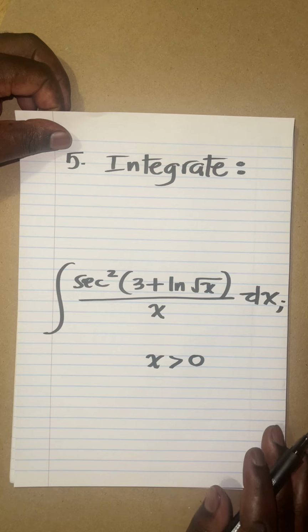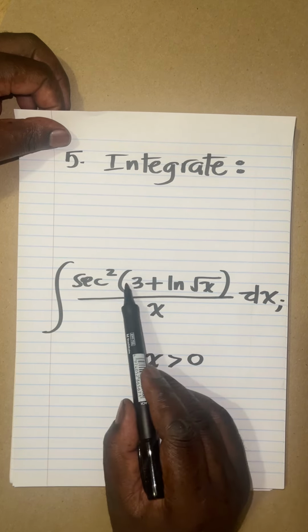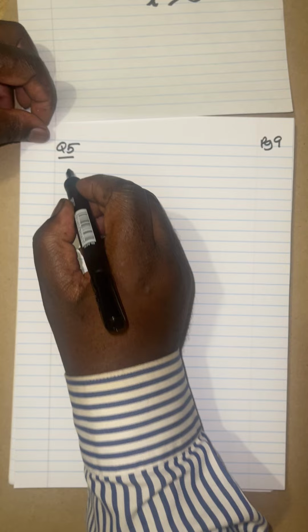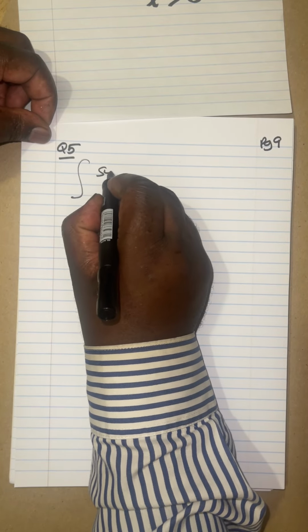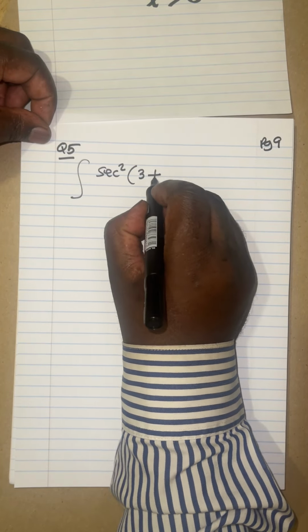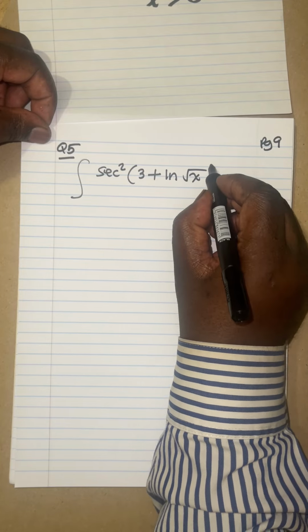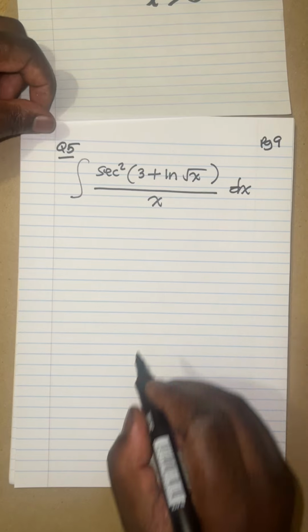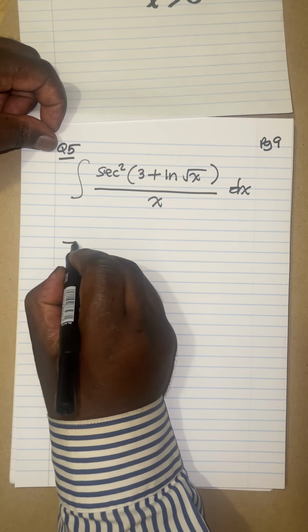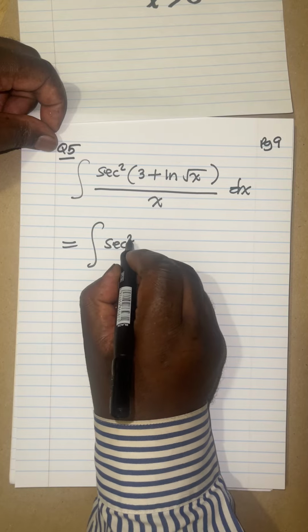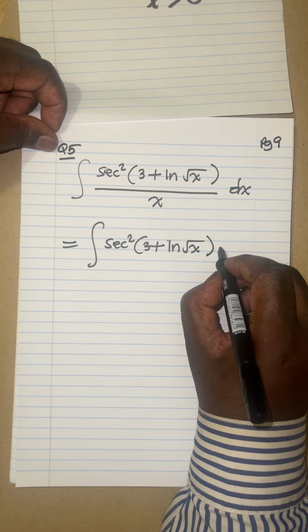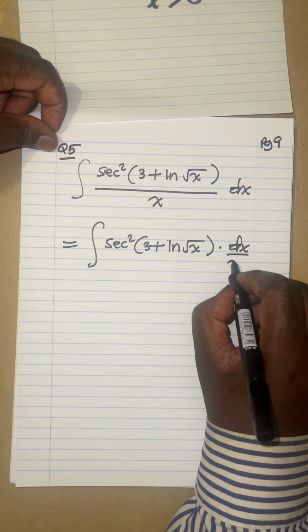All right, so as you would guess, we will say let u be equal to the expression inside the parenthesis, and then carry it from there. Let's copy the question now. It says here the integral of sec squared of 3 plus natural log of square root of x, close bracket, divided by x dx here. Now allow me to take dx to the other side. This is going to be the integral of sec squared of 3 plus natural log of square root of x, and then times dx over x.